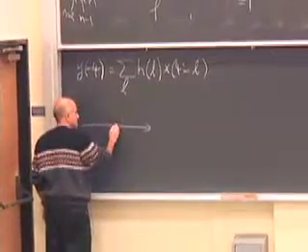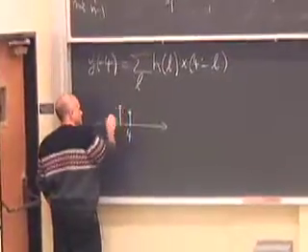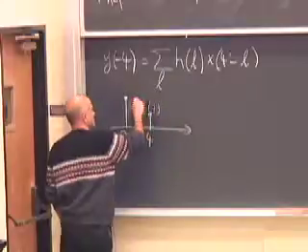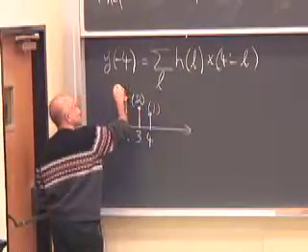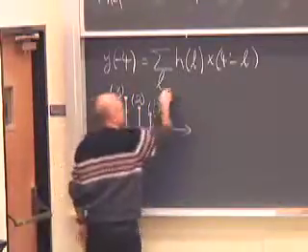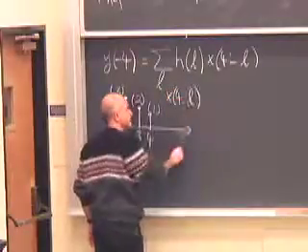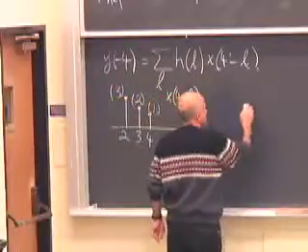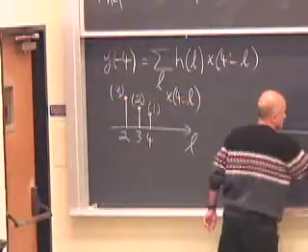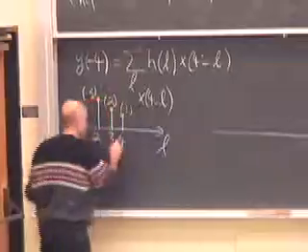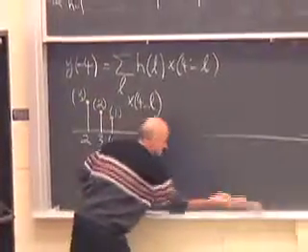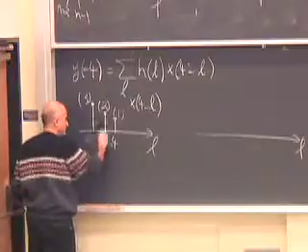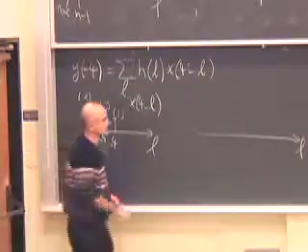So this is 4, 3, 2. This is x of 4 minus L. Okay? Multiply this by h of L. This is, oh, then negative 4. I'm sorry. Negative 4, negative 5, negative 6. Multiply this by h of L.